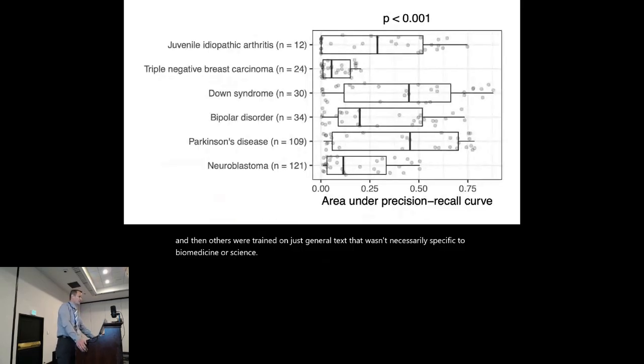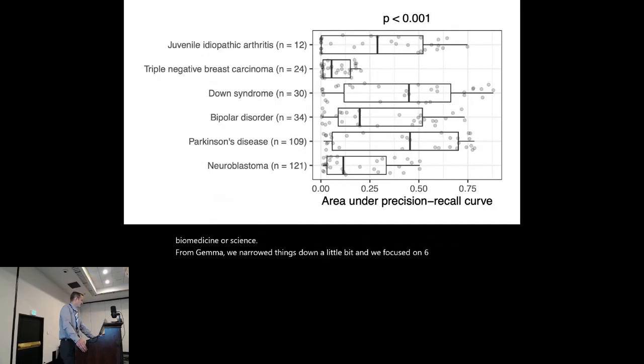From GEMMA, we narrowed things down a little bit, and we focused on 6 medical conditions that range from being less studied, like juvenile idiopathic arthritis, up to those that were more commonly studied, like Parkinson's disease and neuroblastoma. What we found was that we were able to identify relevant data sets better for some of these medical conditions than others.